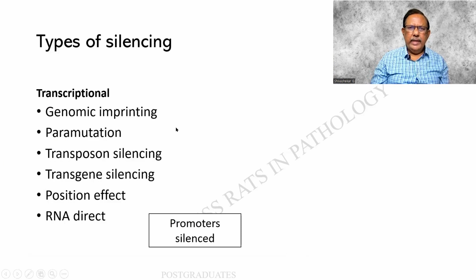What are the types of silencing? There are three types which you people must remember. The first is transcriptional, and it has certain subheadings such as genomic, paramutation, transposon, transgenic, position effect, and RNA-directed. So these things we will learn by heart. In all these cases, the promoters are silenced.